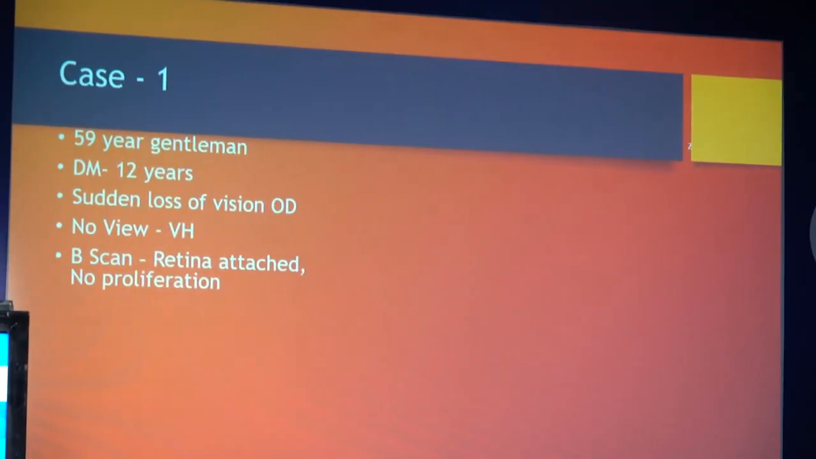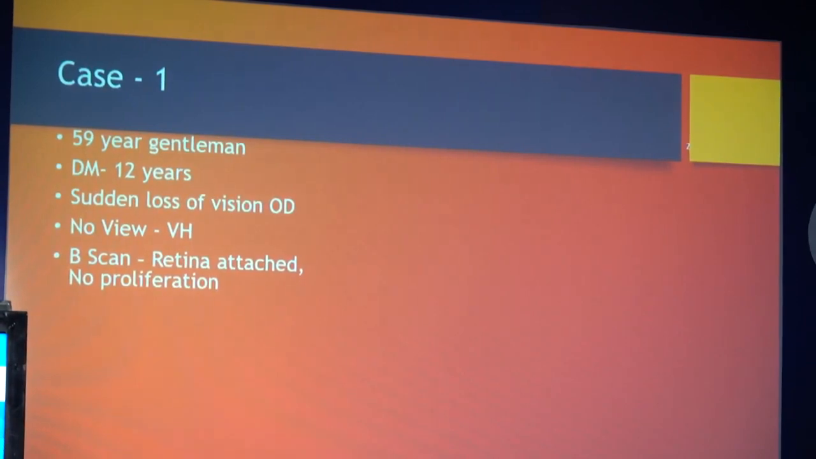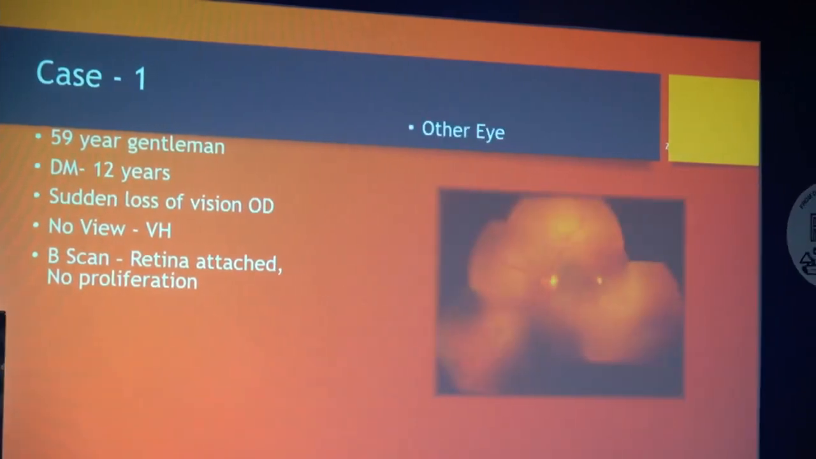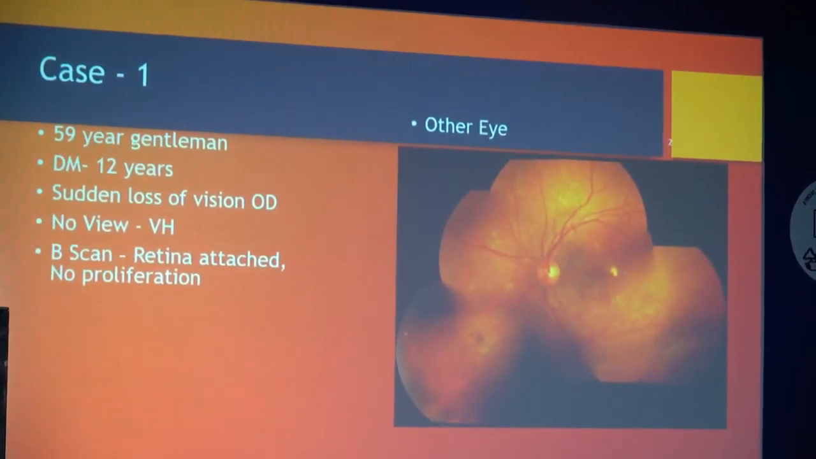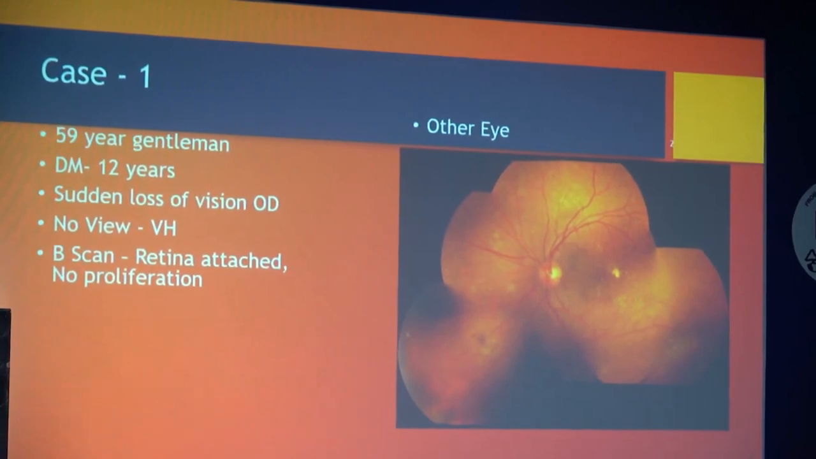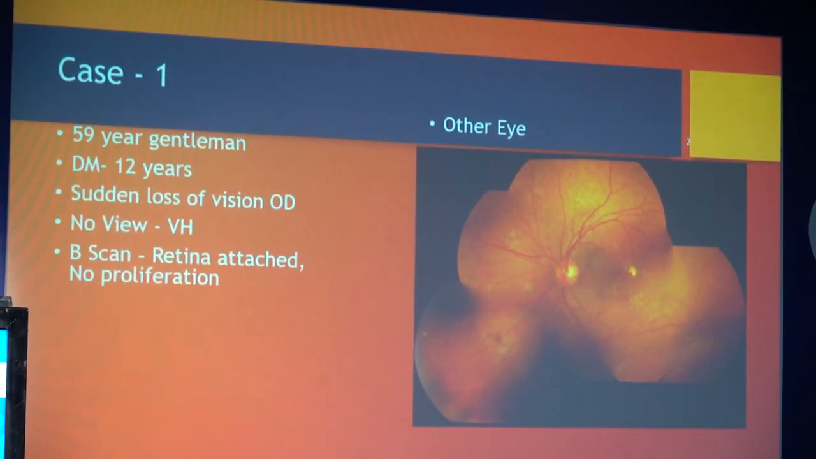this is a case of a 59-year-old gentleman, 12 years diabetic, with sudden loss of vision in the right eye, no view due to vitreous hemorrhage. So with a 12-year diabetic, you know that it is usually a PDR that has caused the vitreous hemorrhage. The B scan showed the retina attached, no proliferation seen. The other eye showed mild to moderate NPDR changes, or maybe severe NPDR changes, all the more giving us reason to guess that the cause of vitreous hemorrhage is PDR in this eye.